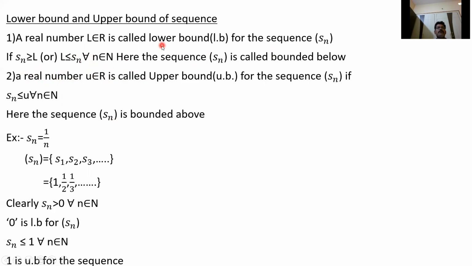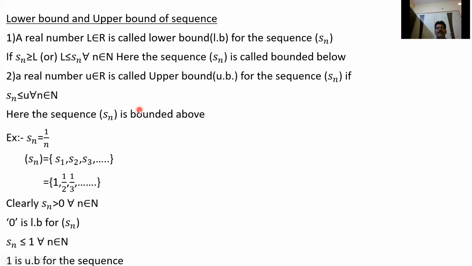Here L is called a lower bound. So a real number L is the lower bound for the sequence Sn if Sn is greater than or equal to L. So every term in the sequence Sn is greater than or equal to L, then the number L is called the lower bound. And here the sequence Sn is called bounded below. I already defined this in the last class: bounded below means Sn is greater than or equal to some number K1, then Sn is bounded below. Every term in the sequence Sn is greater than or equal to L, so it is bounded below, and L is called a lower bound.